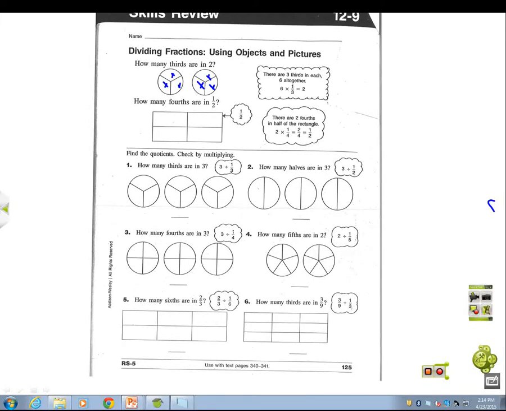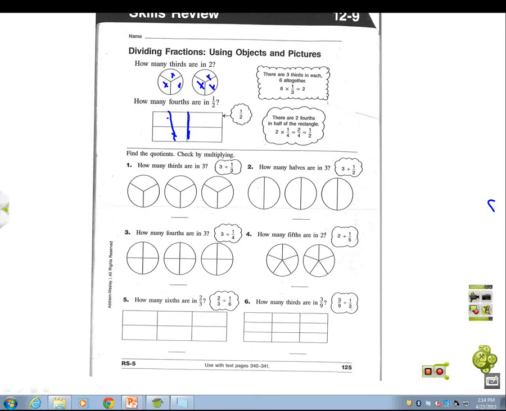We'll just do this one. How many fourths are in 2? And it says how many fourths are in a half. So would it be this? Yes. So 1, 2. What would you do then? Well, what's it say to do here? There are 2/4 in half of the rectangles. Yes, it's 2/4. And a half and 2/4 are equal, right? Oh yeah. Okay, so try this.